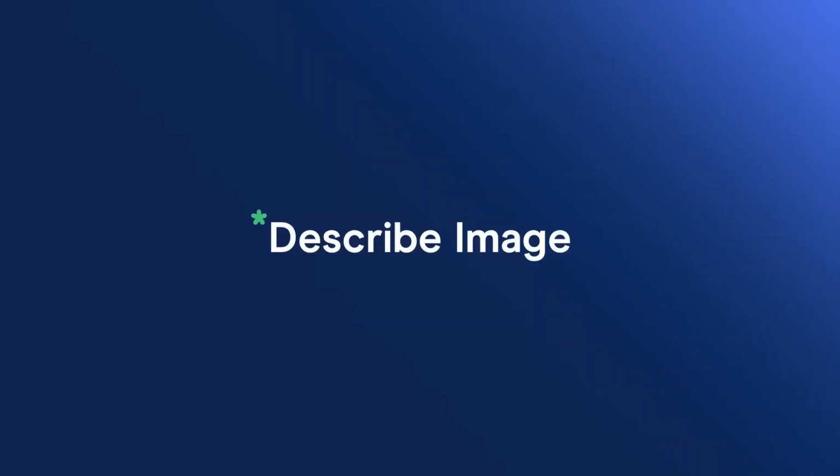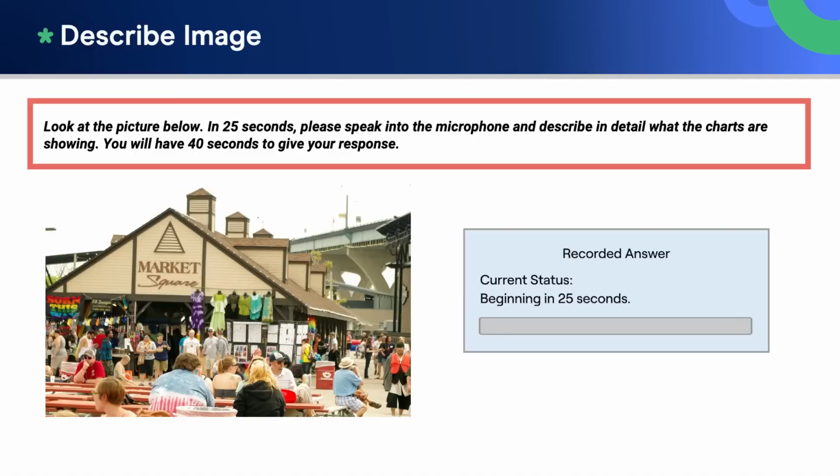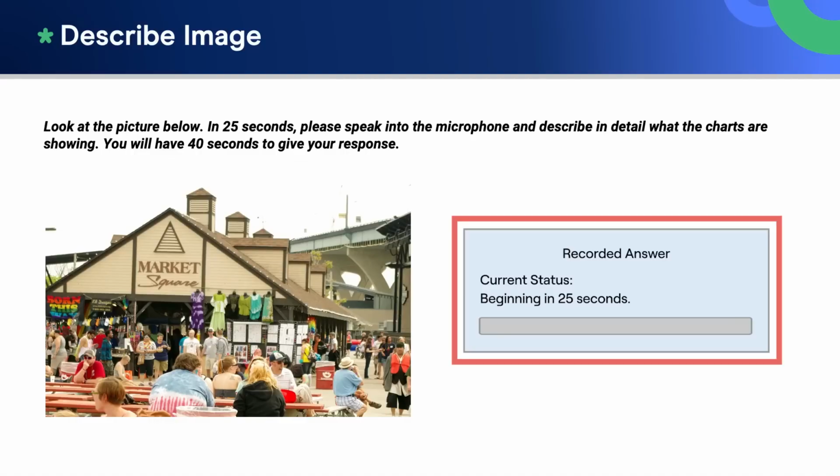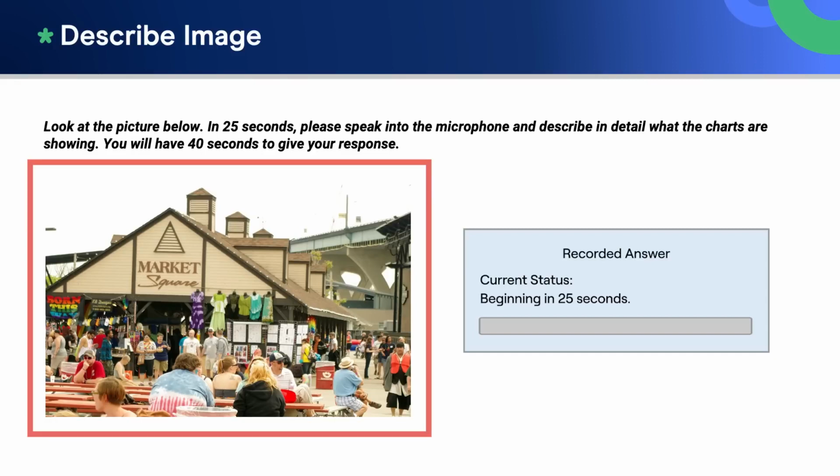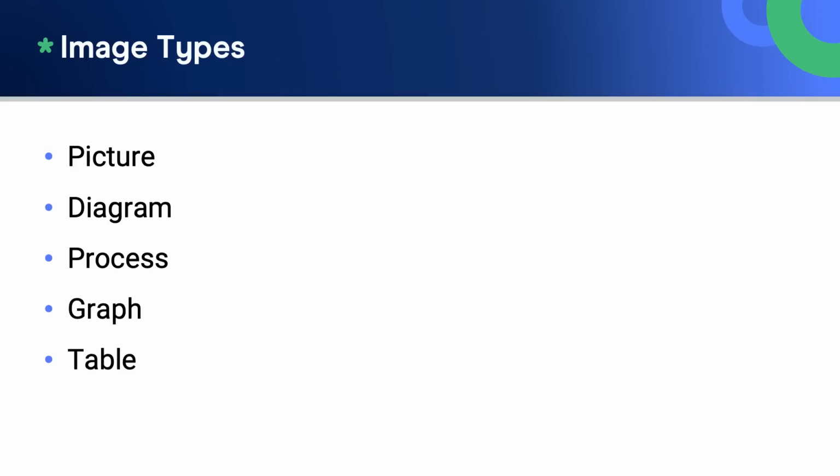The next question type is describe image. This is a bit more challenging than the previous 2 questions because for this one, you are shown an image and then you have to use your own words to describe it. On the screen, there are some instructions, a recording status box, and the image you have to describe. For this question, you could see one of a few types of images, such as a picture, a diagram, or process, some type of graph, a table of information, or even a map.